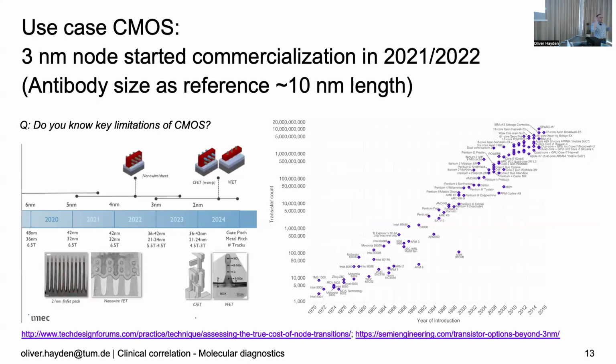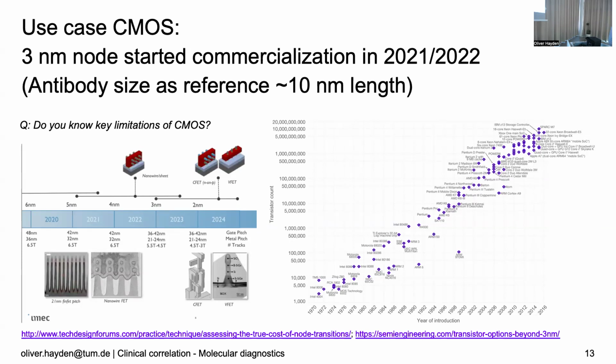Now going back to CMOS, because I love it and I've worked in this field for a few years at IBM, this is the 3 nanometer node. When I was a student, it was super cool to have something like less than 130 nanometers. Now we have a 3 nanometer. It's crazy. And just to give you the size reference, an antibody has a length of 10 nanometer.